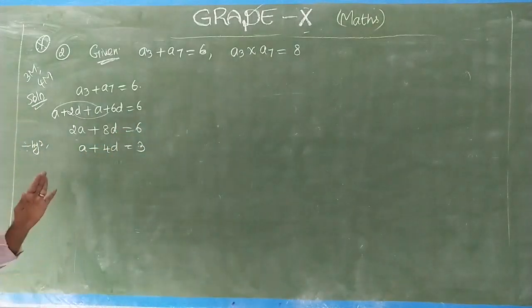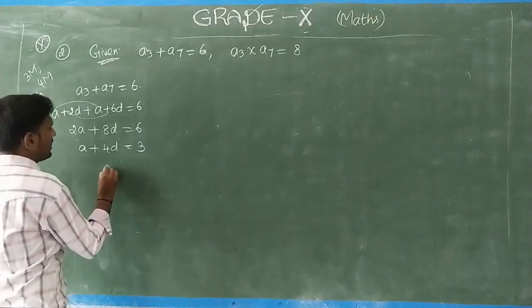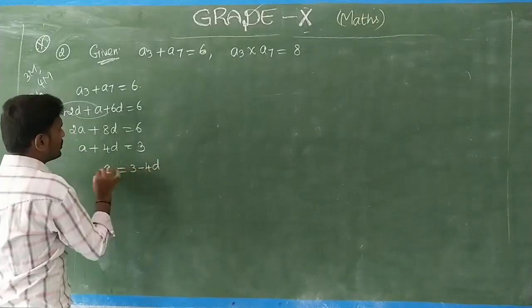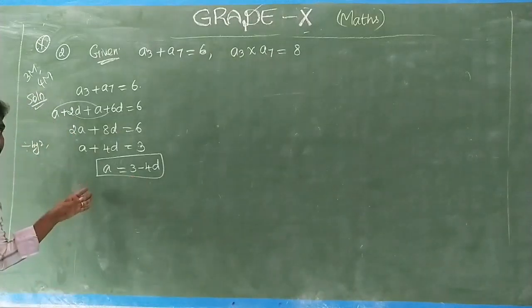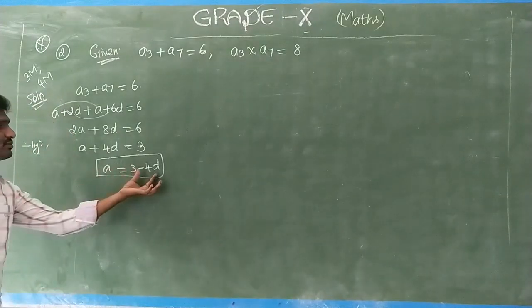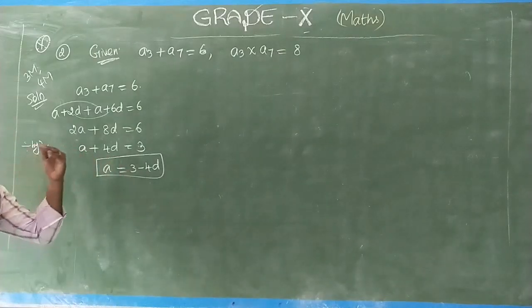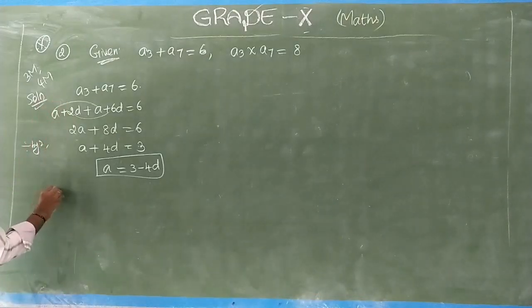Now I need only the value of A or D, which is possible for what we have today. So I am taking A equal to 3 minus 4D. So this is the simplest form of the first term. It is not the final answer. We have some assumption for that. Assumption means 3 minus 4D. So that substitution we have to do. Yes. Okay.